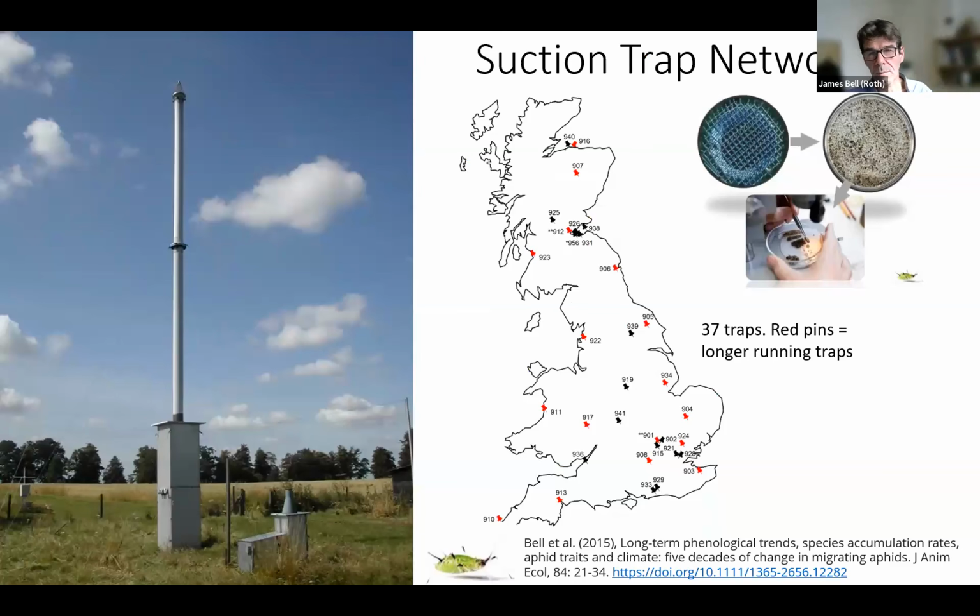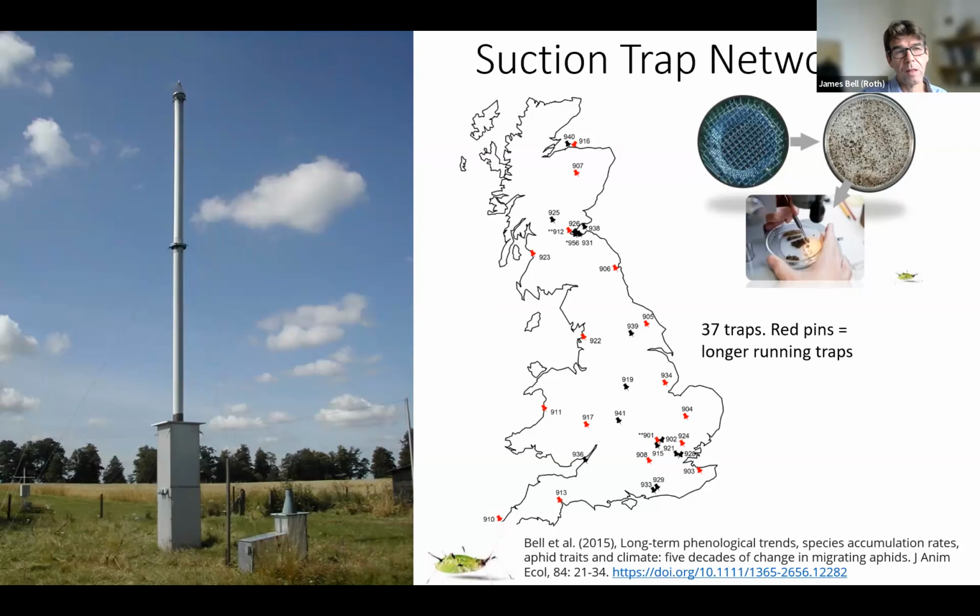So let's start with the upside down Hoovers, or the 12.2 meter suction traps. And you'll see these dotted about the country. And the map you see on the right-hand side shows you many of the traps that we have in the country, all the way up to Scotland and all the way down to Devon and beyond. And some of those traps are still running, but our best long-term running sites are the ones in red, and particularly those that started in 1964, such as Rothamsted, where I am now, and Broom's Barn, which is in East Anglia.